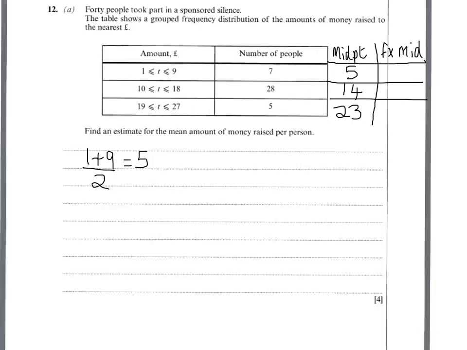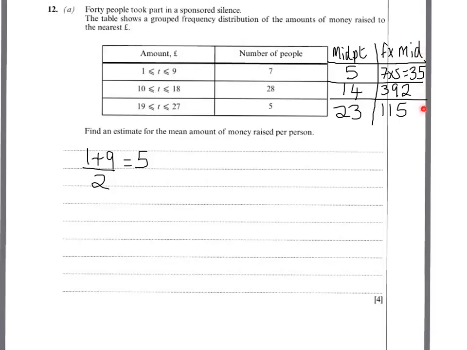Now we're going to do the frequency, so this column times the midpoint. So 7 times 5 is 35. 28 times 14 is 392. And 5 times 23 is 115. So I've filled in my 2 extra columns. Only a couple of steps left then.